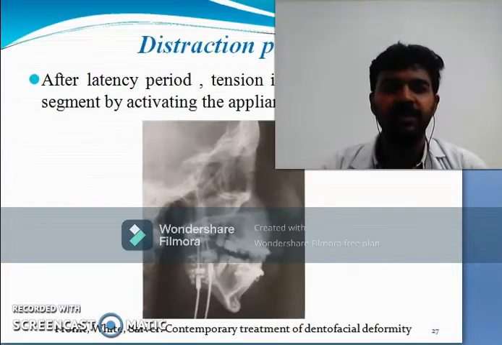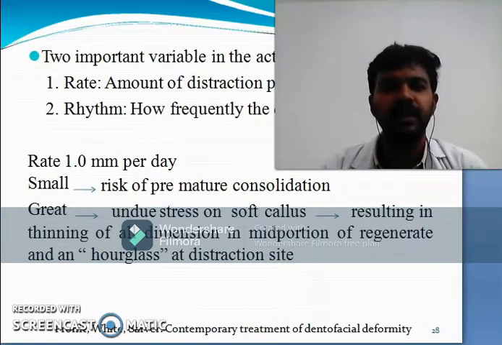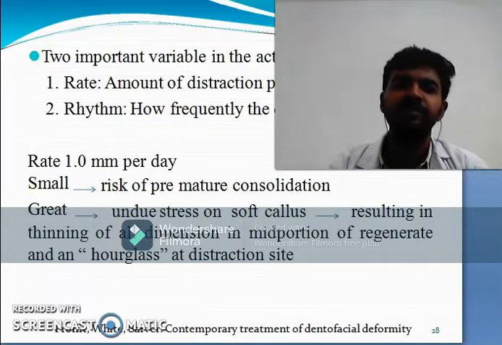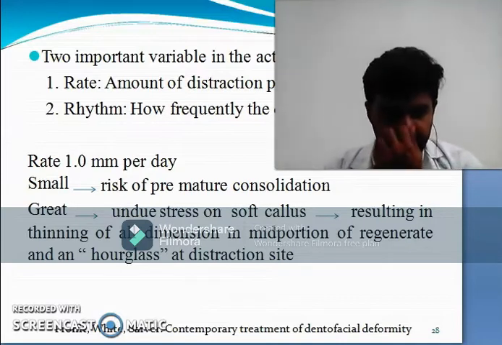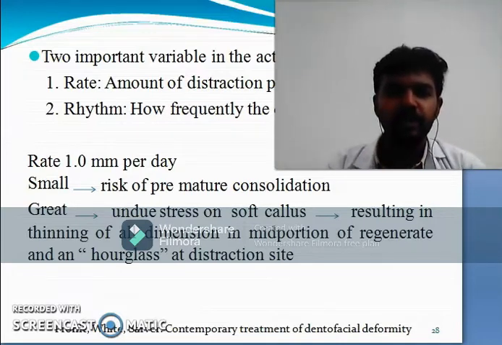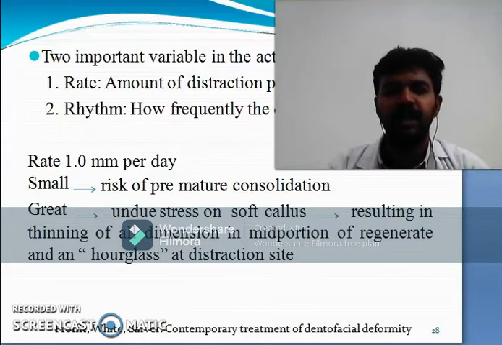Distraction phase. After the latency period, tension is placed on the bony segments by activating the device. The two important variables in the activation are rate and rhythm. The rate is the amount of distraction per day; rhythm is how frequently the device is activated. The ideal rate is 1.0 mm per day. If it is too small, there is a risk of premature consolidation. If it is too great, there is undue stress on the soft callus, resulting in thinning of the dimension in the mid portion of the regenerate, and an hourglass at the distraction site.